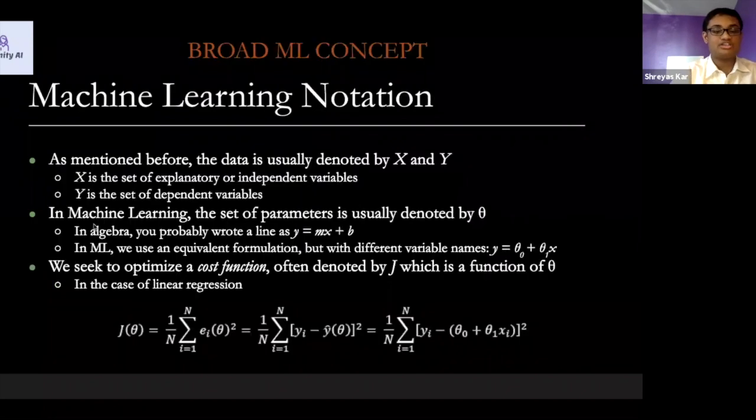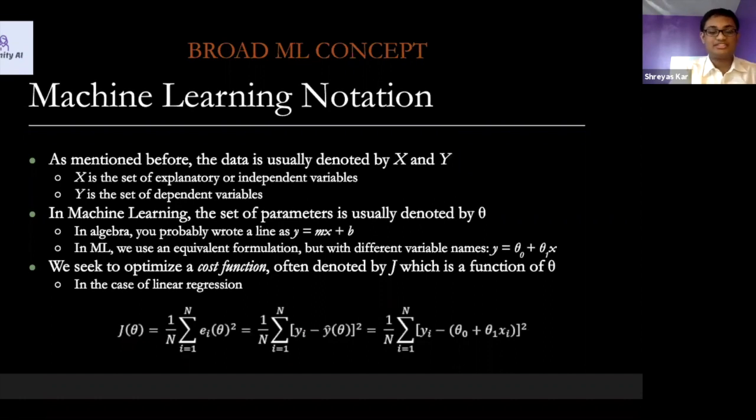But before that, I would like to clarify some machine learning notation. In this lecture, I've used a lot of notation that I might have only fuzzily defined, so I would like to make the notation more concrete. As mentioned before, the data is usually denoted by X and Y. X is the explanatory or input variables, and Y is the dependent variable which you want to predict. So Y is what you want to predict, and X is the variables that explain Y.